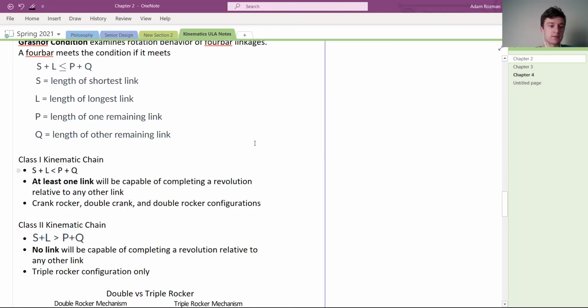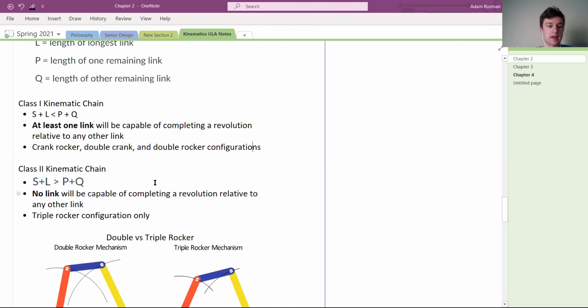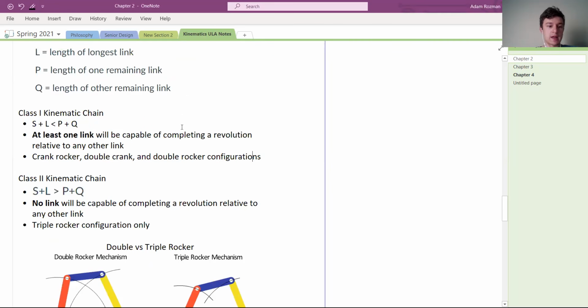So crank rocker is basically, well, we'll look at some of them later, but you should be kind of familiar with them. You'll just have one link going 360 degrees and then one rocking back and forth. You've had to make those in chapter 3. The double crank means 2 of the links will be able to go all the way around in 360 degrees. And then double rocker is kind of weird. It means the 2 sides are rocking and then the coupler in between can make a full rotation, which I'll talk about a little bit here.